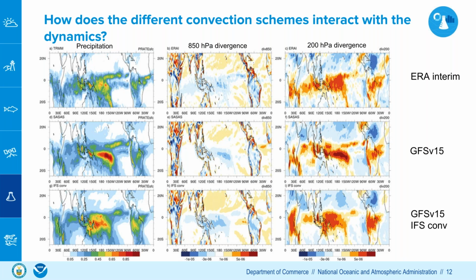So the 200 hectopascal upper level divergence field matches quite well between ERA-Interim and the GFS version 15 with the IFS convection. Of course, it should be noted the ERA-Interim also uses the IFS convection scheme, so that might be part of the reason that there's a better match. But clearly, the IFS convection scheme has an ability to influence the upper level divergence within the GFS.